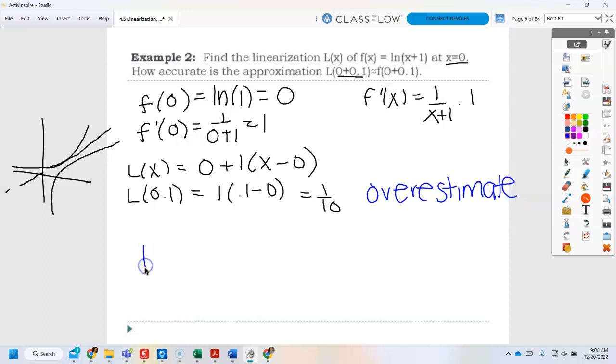And just to give you an idea, the natural log of 1 plus 0.1 is 0.0953. So again, my 0.1 compared to 0.0953 is a little bit over.